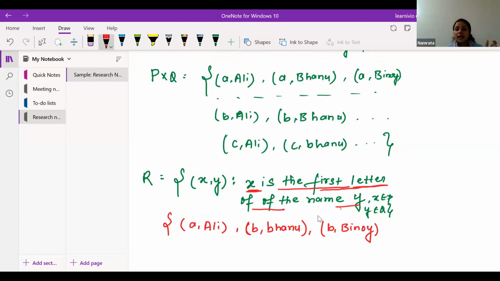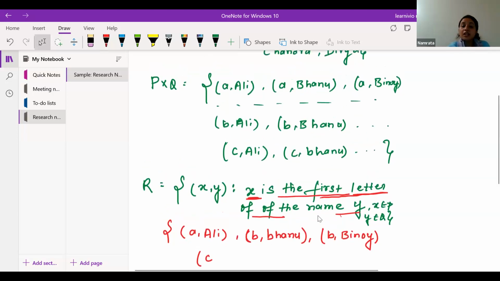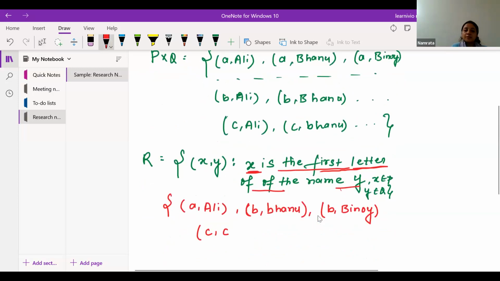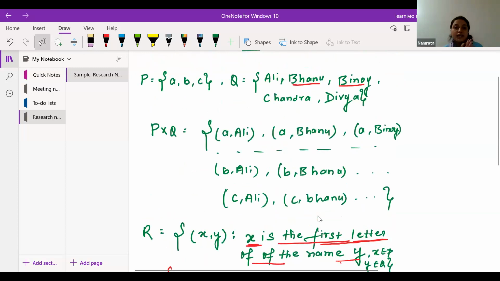Now the next element of the first set P is C, and we will search: is there any name which starts with C? If there is no name which starts with C, we will not take C. I can see here Chandra is there, which starts with C. So we will write C with Chandra. And now we cannot take D, because there is no element D in our set P. P doesn't contain the element D. So the other name, Divya, we cannot take over here.